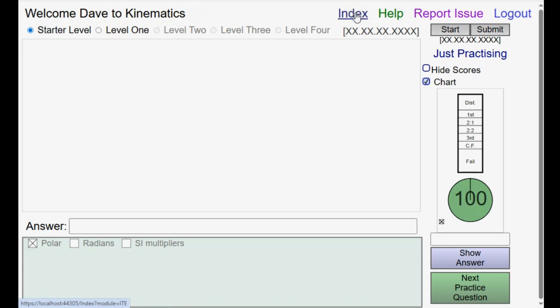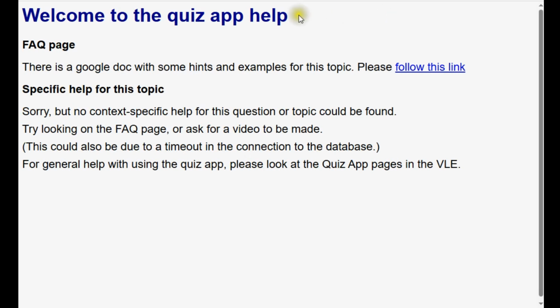Index takes you back to the screen where we just came from. Logout takes you, well, right back to the login page. Help takes you to a page full of hints about this particular topic. Now, there isn't much about kinematics there yet, but there is a link to a Google document, which will contain hints and examples of the questions in this topic.